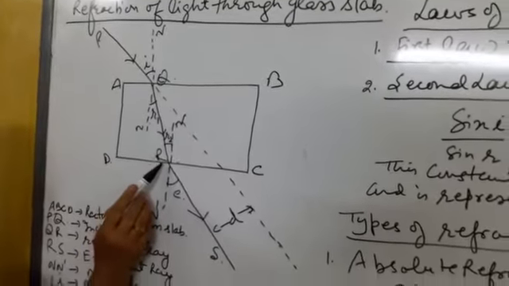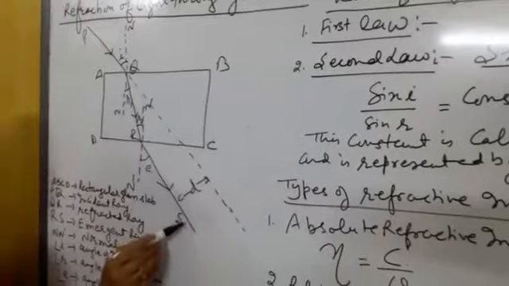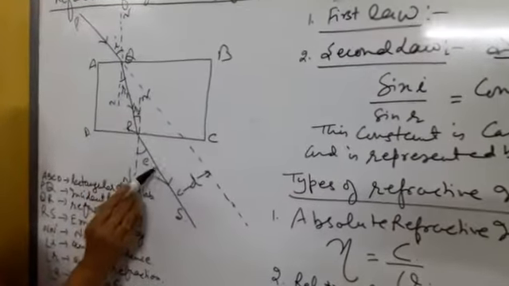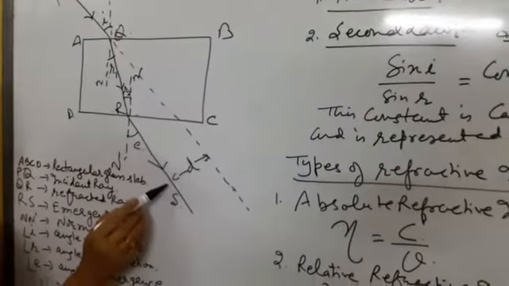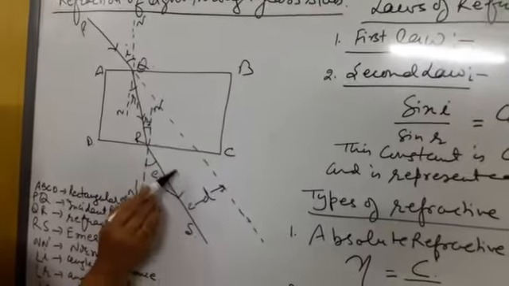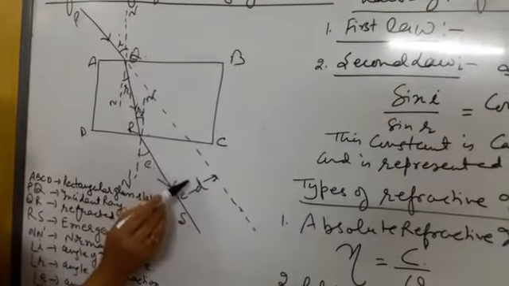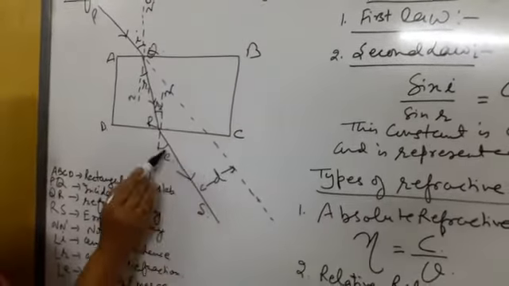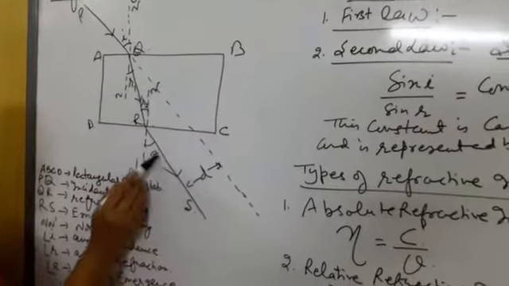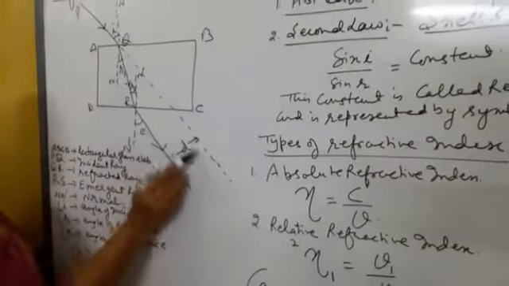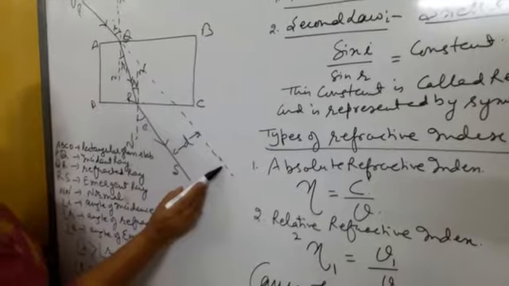When a light ray is coming out of glass into air, it will bend away from the normal, because air is an optically rarer medium. In this way, we will find out that the emergent ray is parallel to the original incident ray.